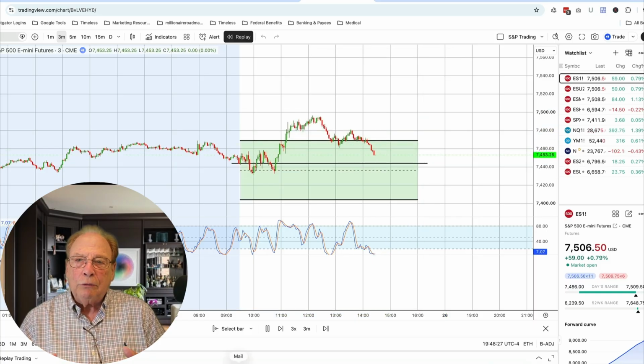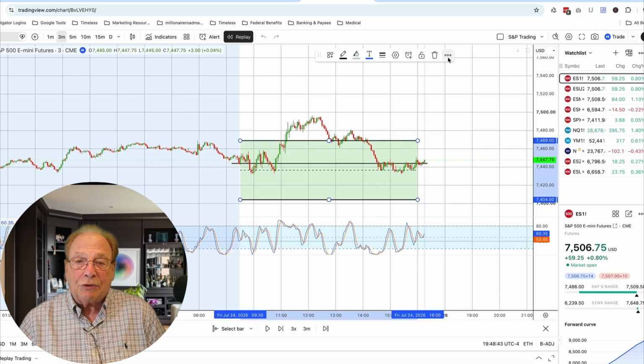The Taylor trading zone doesn't predict every price movement. Nothing can. But it does provide a structured framework for identifying the day's likely range and making better informed trading decisions. And that's what trading knowledge is all about.